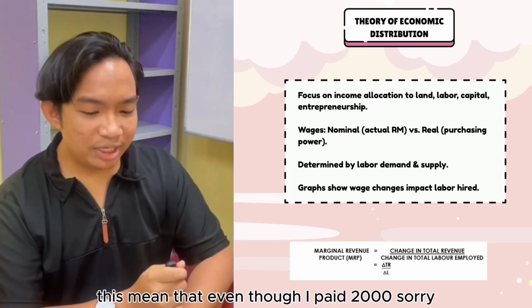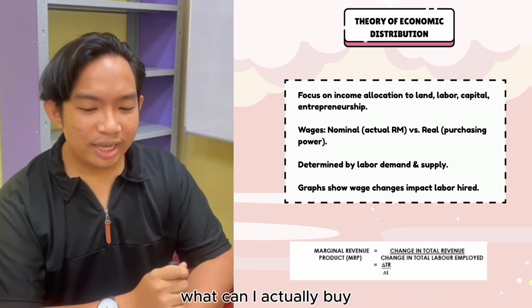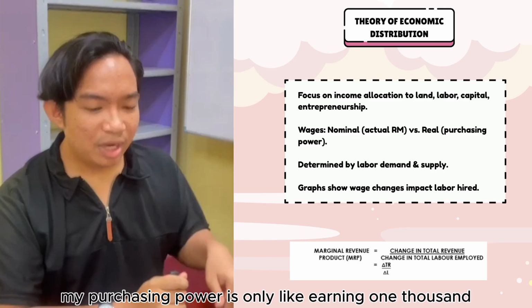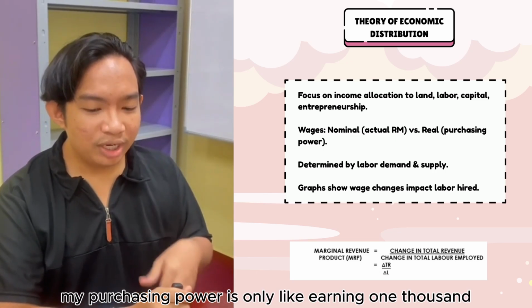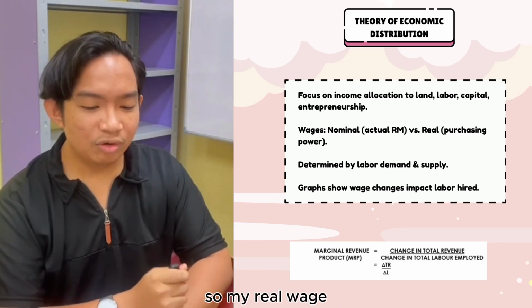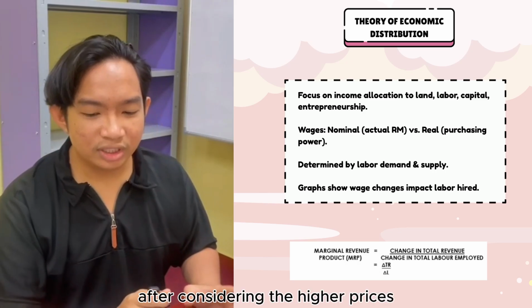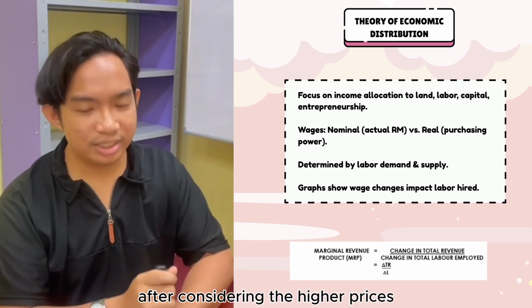1,600. This means that even though I get paid 2,000, what can I actually buy? My purchasing power is only like earning 1,600 in base year prices. So my real wage shows what the income is really worth after considering the higher prices.